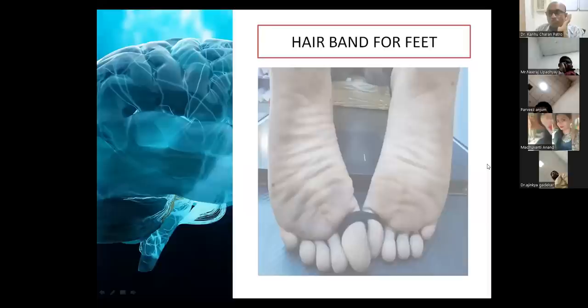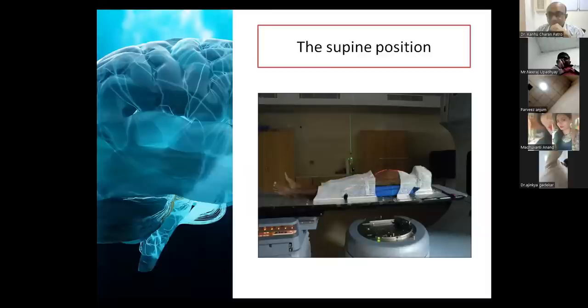If you see the patient in the prone position, you put a hair band or elastic band to keep the legs in the proper position. It is very nice if you get a proper alignment. If you are confined to the supine, you can use a back lock, and definitely a mask is required for the head. Two masks can be used, and even one mask is sufficient as per your convenience.